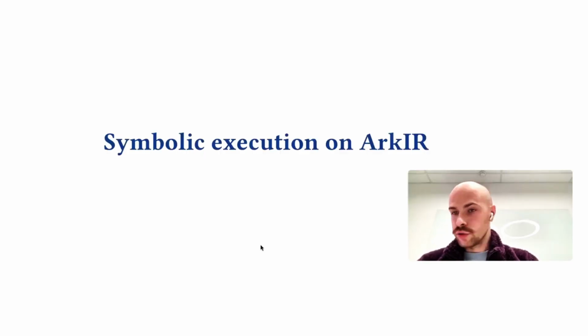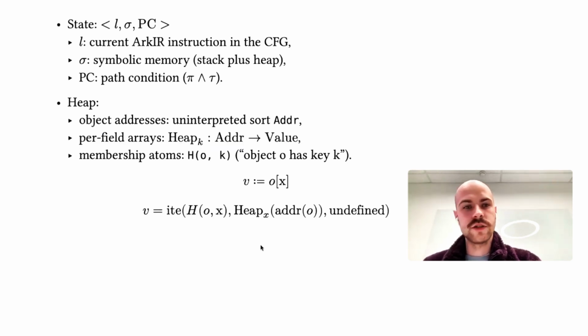Of course, symbolic execution on ArkTS encountered an enormous number of issues and complications, and in few words, it operates with the main primitive. It's called symbolic state. It consists of three main parts: the current instruction in the control flow graph we analyze, symbolic memory, which is the stack plus heap of the program, and path conditions, a conjunction of two components, p and tau.